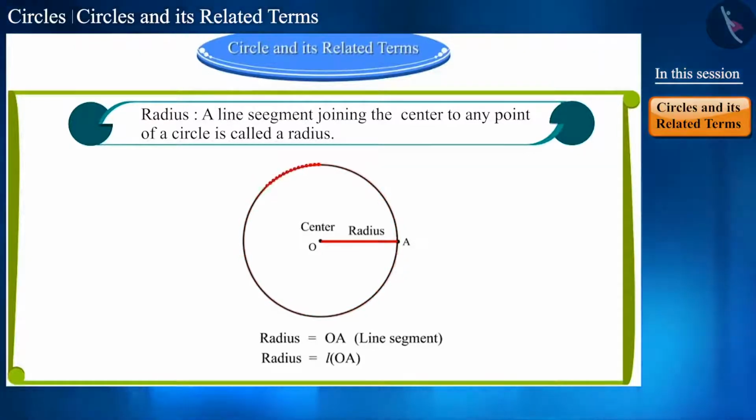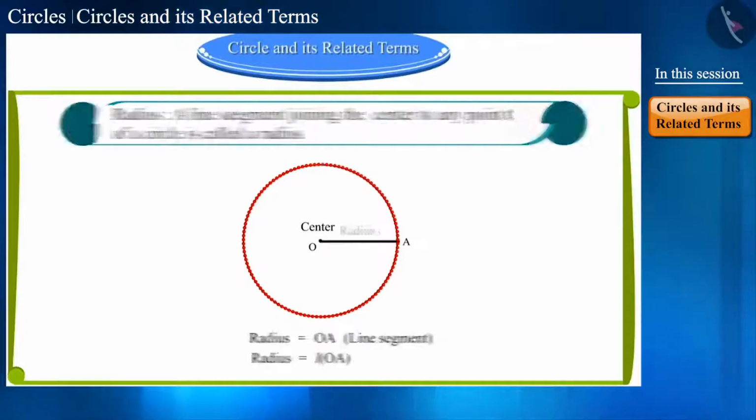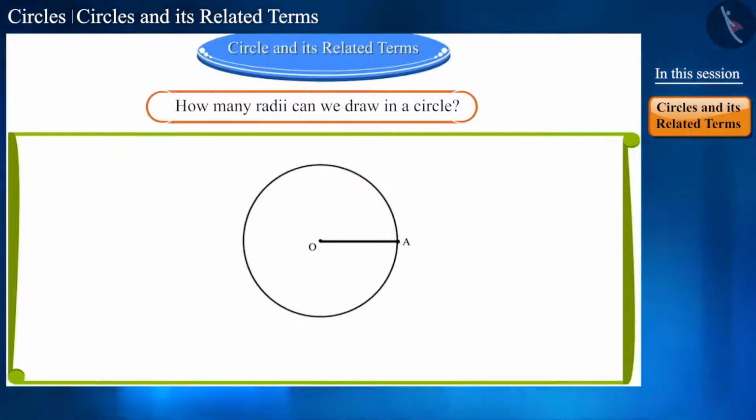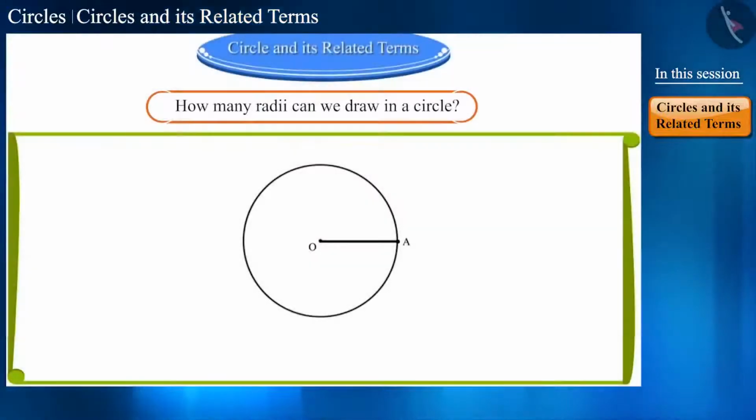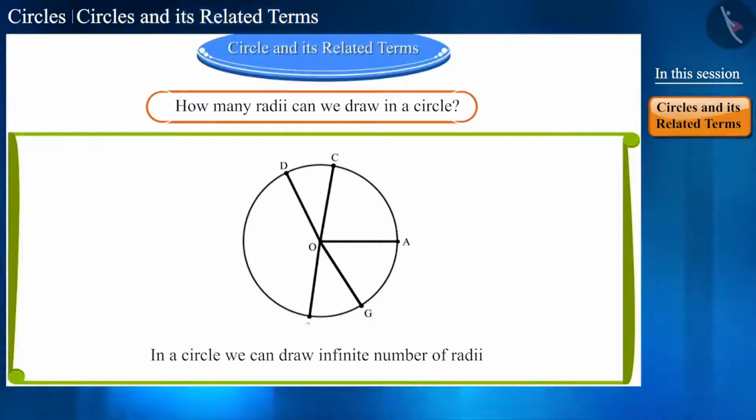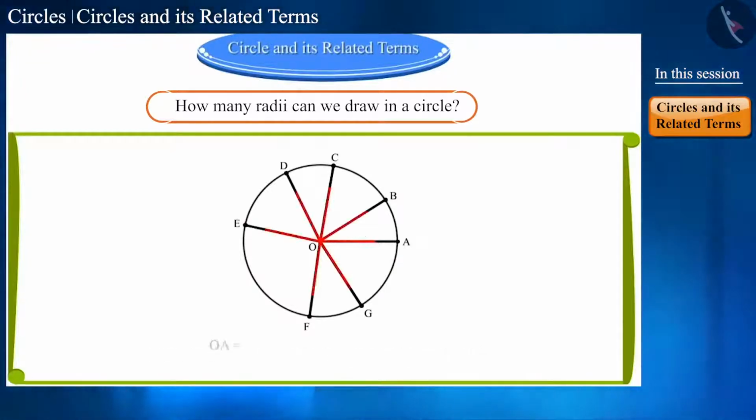Friends, there are countless points on the circle. So can you tell how many radii we can draw in a circle? You can pause the video and think of the answer. Yes, friends. In a circle, we can draw infinite number of radii. But all will have the same length.